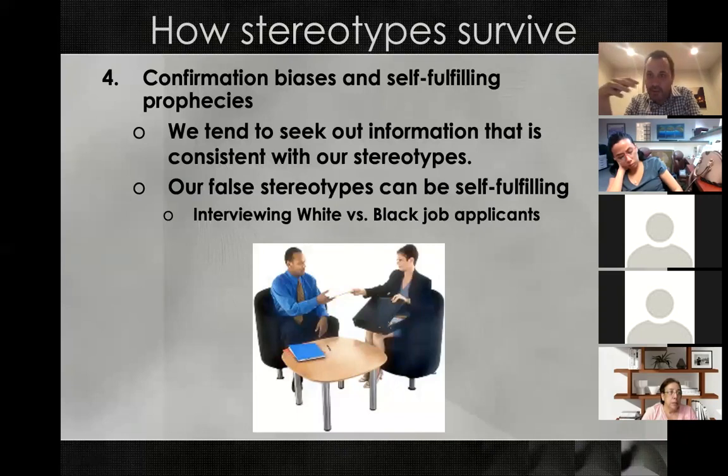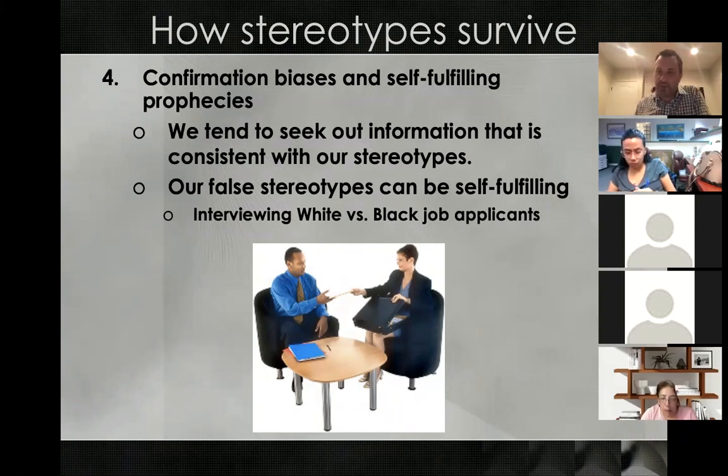But these false stereotypes that we have can also be self-fulfilling. They can result in these self-fulfilling prophecies. Remember, a self-fulfilling prophecy is when I have a belief that's not true. Because of that belief, I start acting towards people in a manner consistent with that belief, which gets them to respond in a manner that confirms my false belief. So I'll give you an example as it relates to stereotyping. This is a study whereby white students were told they were going to be interviewing someone for a position, like a job. And the person they were interviewing was either white or black.